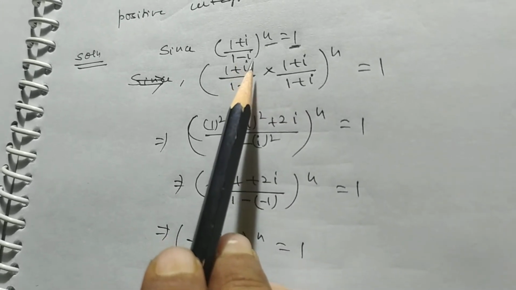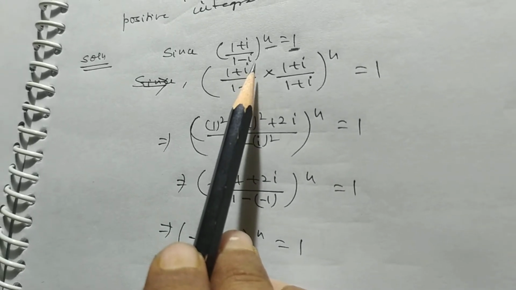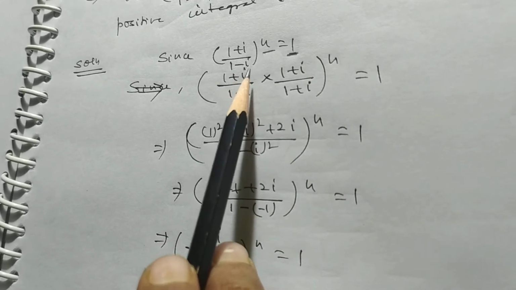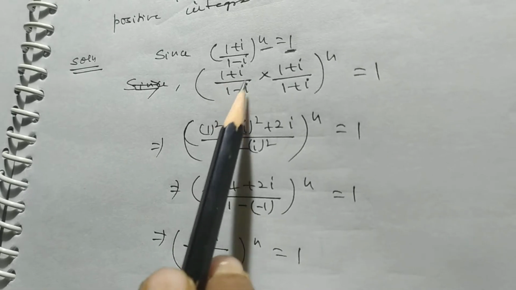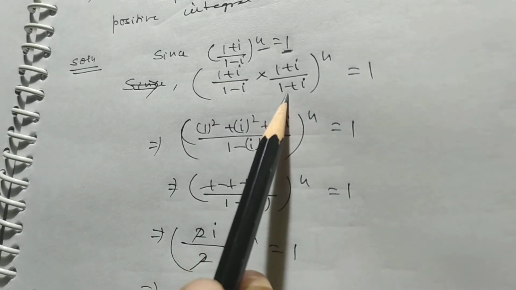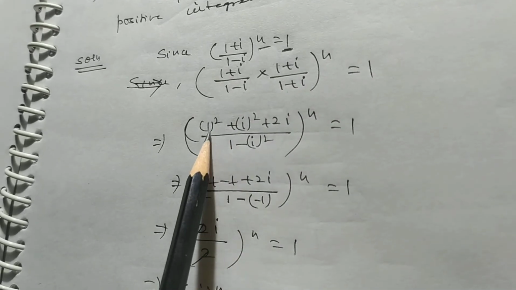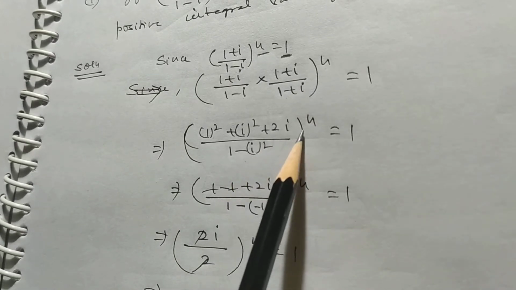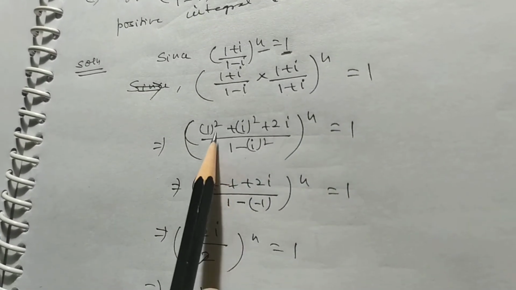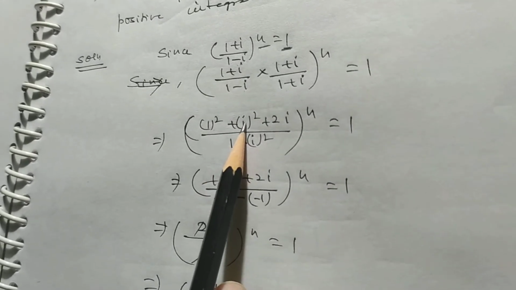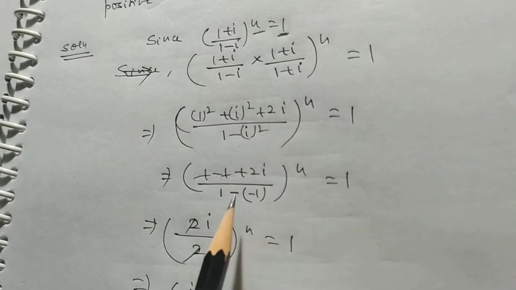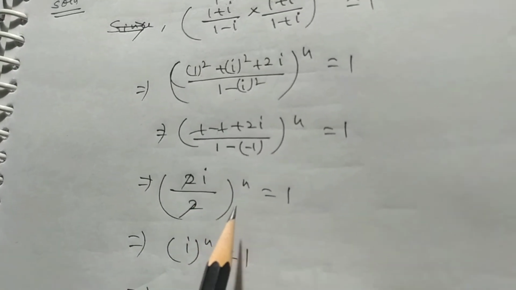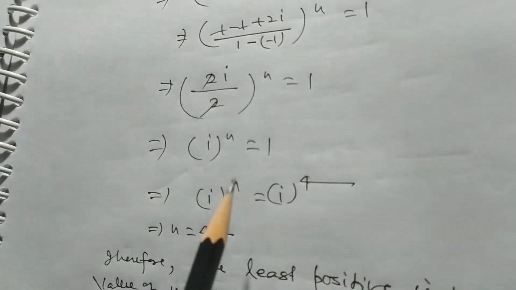So now the step is, we first choose the conjugate of the denominator. Denominator is 1 minus i, so we multiply by 1 plus i divided by 1 plus i, whole to the power n. And it is (1 square plus i square plus 2i) divided by (1 minus i square) whole to the power n is equal to 1. And it will be (1 minus 1 plus 2i) divided by (1 plus 1) whole to the power n is equal to 1. And after simplification, it is i to the power n is equal to 1.